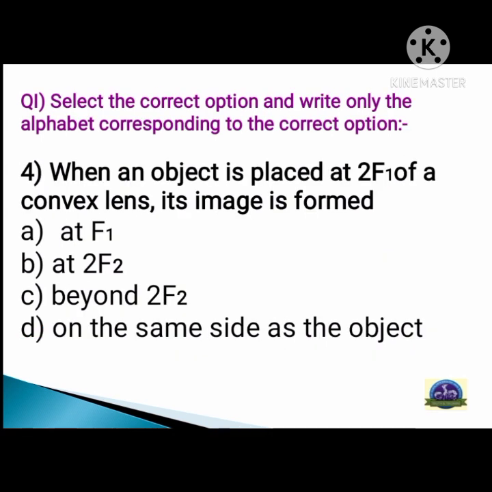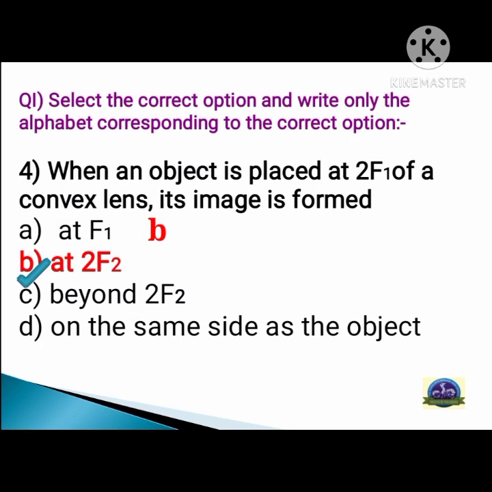Fourth one, when an object is placed at 2f1 of a convex lens, its image is formed dash. Option A, at f1. Option B, at 2f2. Option C, beyond 2f2. Option D, on the same side as the object. Answer is option B, at 2f2.